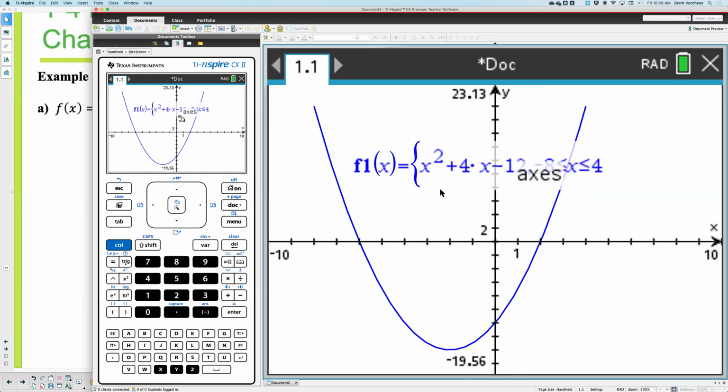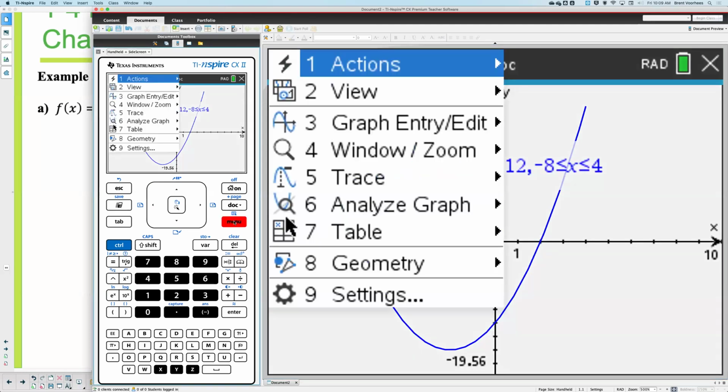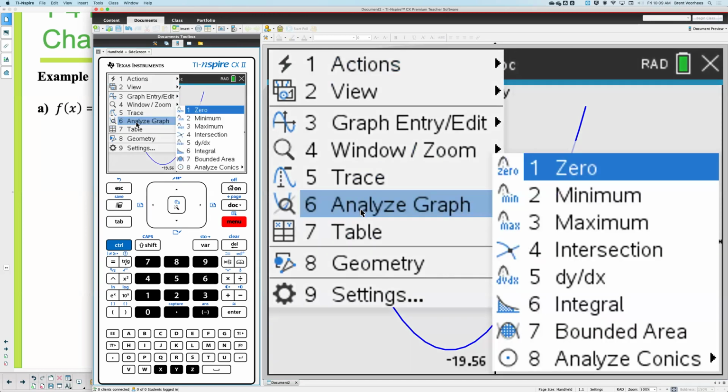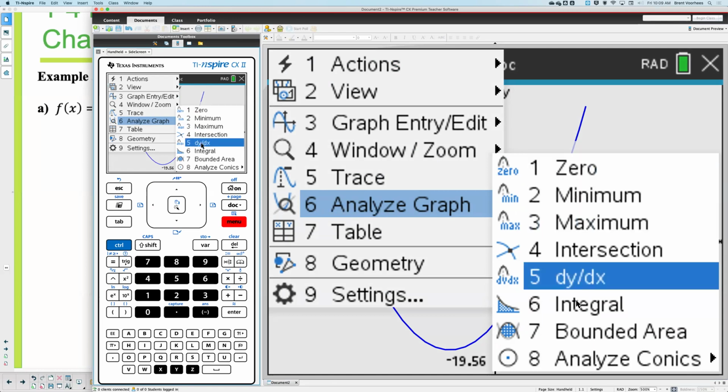Okay, here's what we're doing today. We need to be able to discover domain. We need to be able to discover minimums, maximums, stuff like that. So I'm going to show the calculator how to do that. Press the menu button. So what we're going to choose is analyze graph. Whenever we're doing calculator, finding key features, we're going to go menu, analyze graph. Here's where we can get our key features.